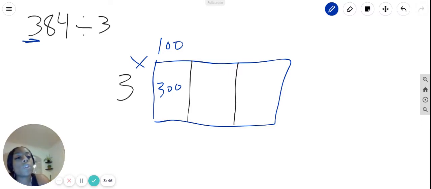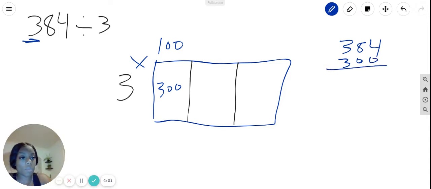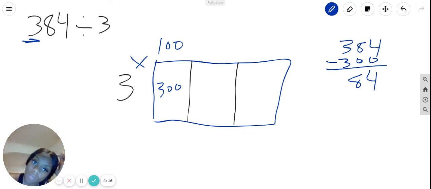Then we're going to come over here to the right and we're going to work this problem out. So we've got 384 and we're going to take away, because we've worked out that 100 spot, what we got from that, the product, which is 300. So 4 minus 0 is always going to be 4. 8 take away 0 is always going to be 8. And there you have that.